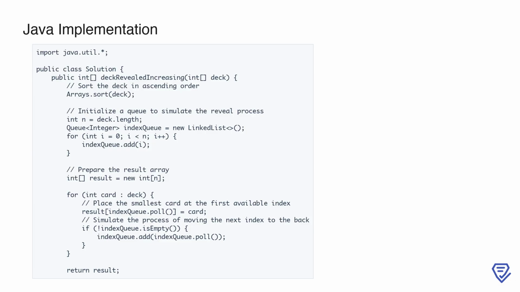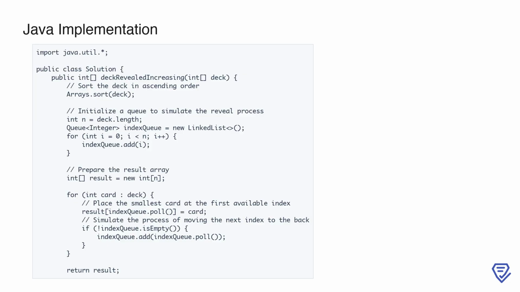Here, we start by importing the necessary packages and defining a public class called Solution with the method deckRevealedIncreasing. The first step inside this method is to sort the input array, deck, in ascending order using Arrays.sort. This ensures that we handle the cards in the correct sequence, starting from the smallest value. Next, we initialize a queue, indexQueue, to simulate the process of revealing cards. The queue is populated with indices from 0 to n-1, where n is the length of the deck. This queue will help us manage the order in which cards are placed in the result array. Finally, we declare an empty result array of the same length as the input deck, which will store the final order of the cards.